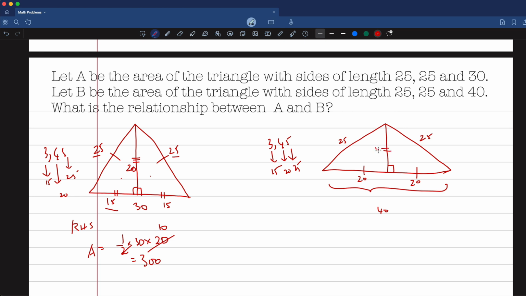So the area of B is going to be half times the base, which is 40, times the height, which is 15, which is nothing but 20 times 15, which is also 300. And therefore, the relationship between A and B is that A is equal to B.